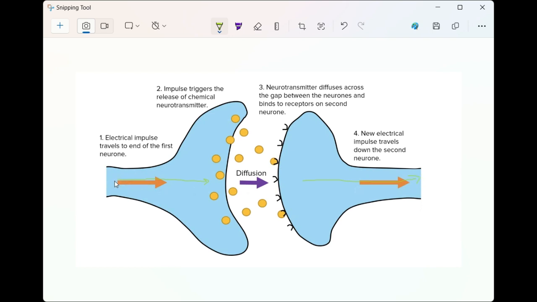So again, the electrical impulse goes to the end of the first one. It triggers the neurotransmitter chemicals to diffuse across. These will bind to the receptors of the next neuron and cause a new electrical impulse to be triggered, and it will travel down the neuron.